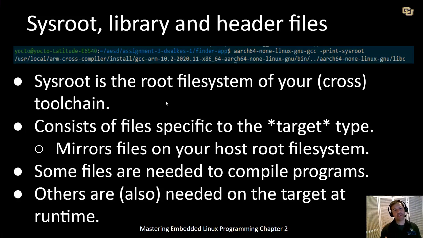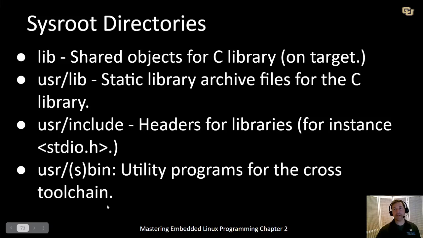But instead of being binary files that are intended for the host, they'll be the binary files for the target, in this case, AArch64. So for instance, if there are libraries you need to link to as a part of your application, those libraries would be located here in the sysroot directory. This libc library is a library that we'd link to in order to access those POSIX APIs that I mentioned before, and this file will be compiled for the AArch64 target. Some of the files are going to be needed to compile programs, and other files are going to need to be installed on the target at runtime.